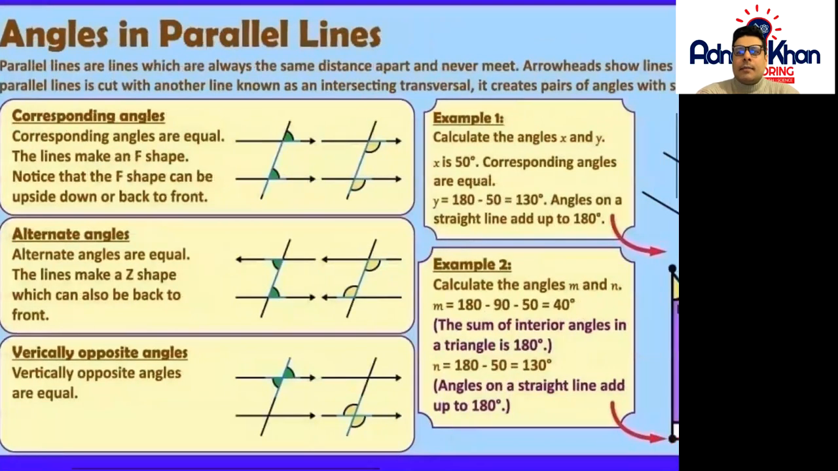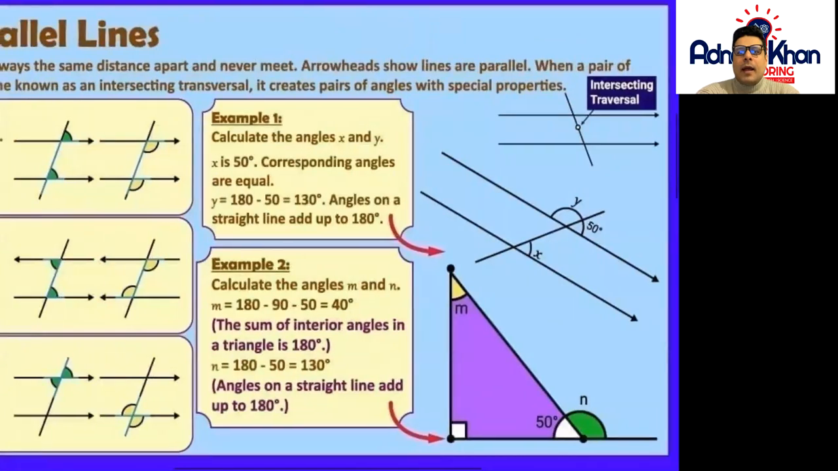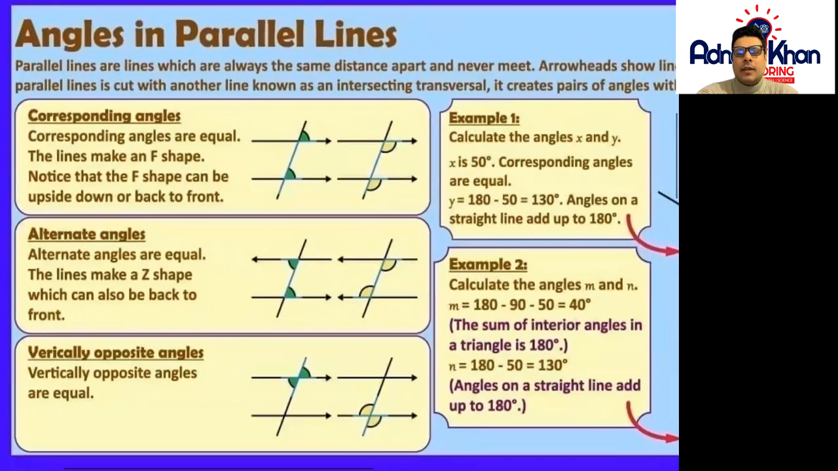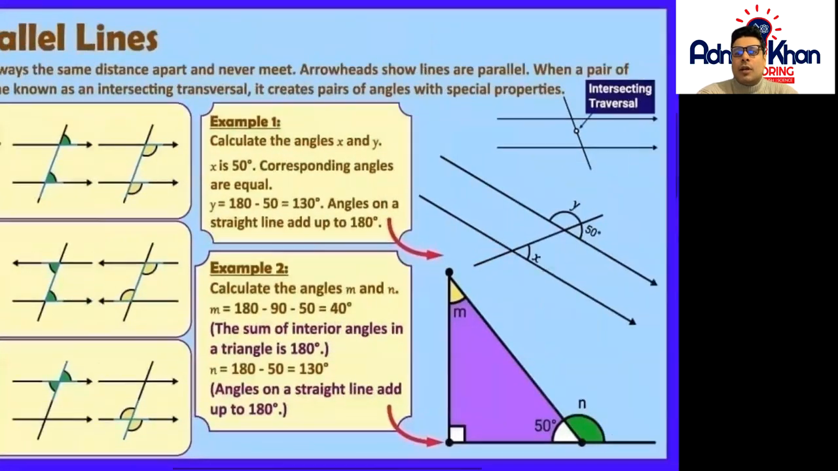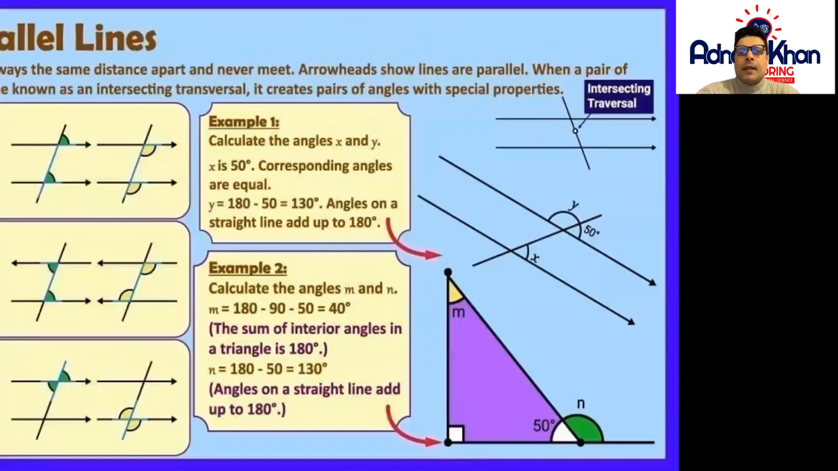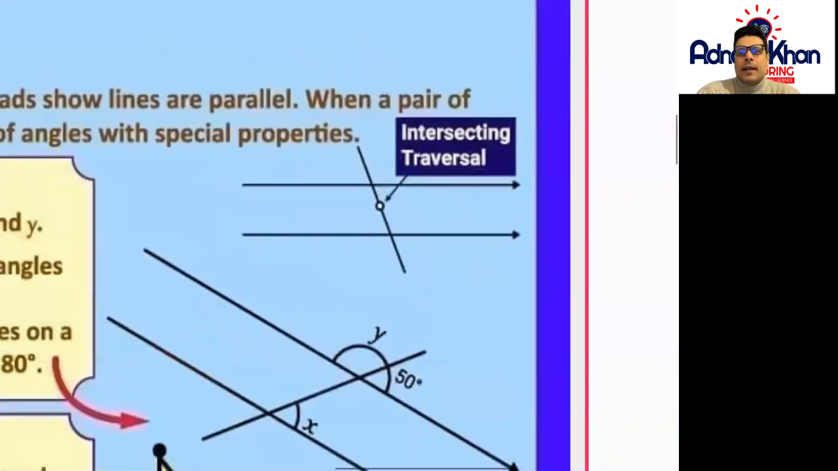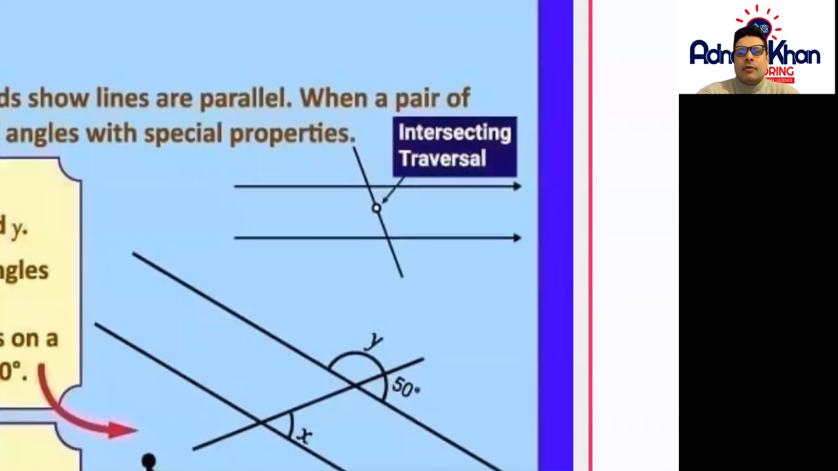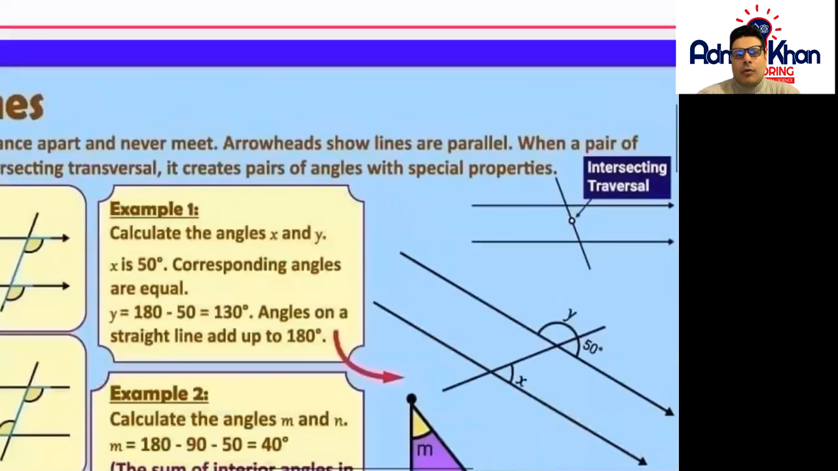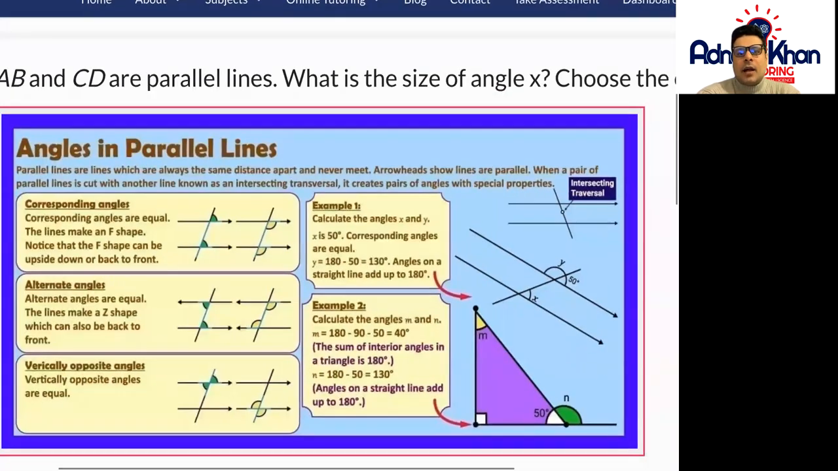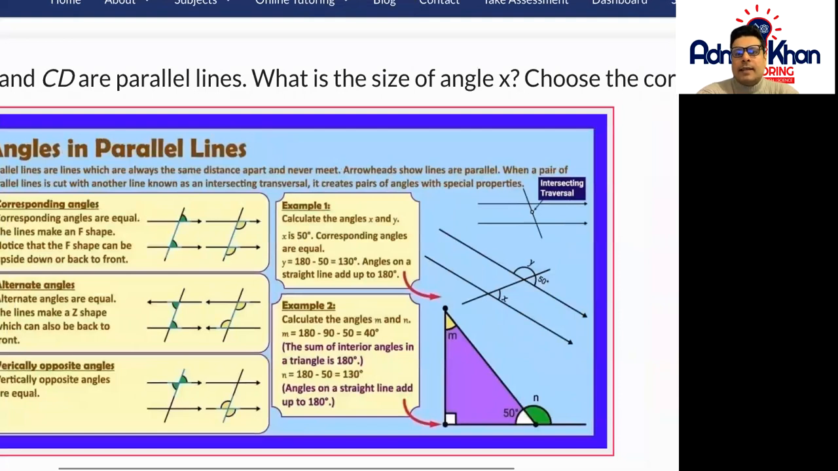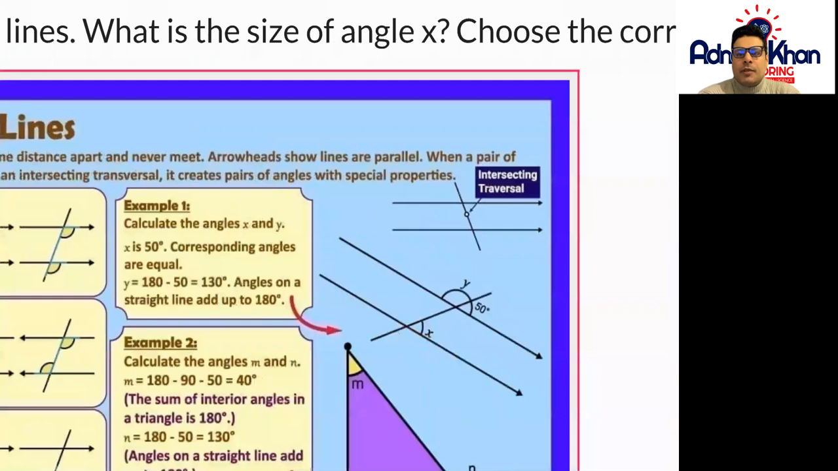Arrowheads show lines are parallel. When a pair of parallel lines is cut with another line known as an intersecting transversal, it creates pairs of angles with special properties. And this is what I mean by an intersecting transversal line. There you go.